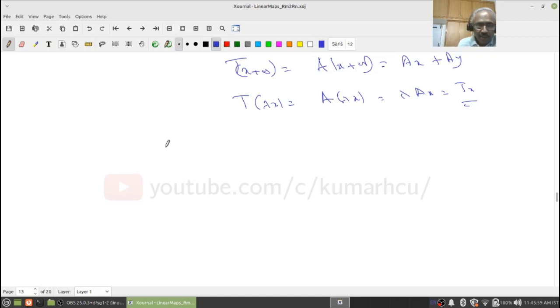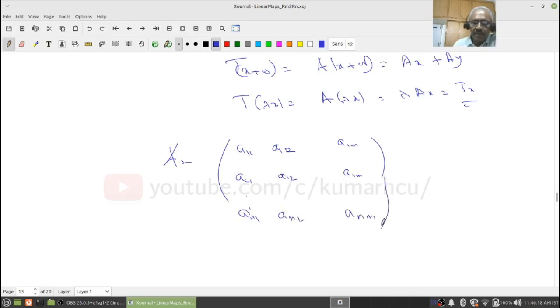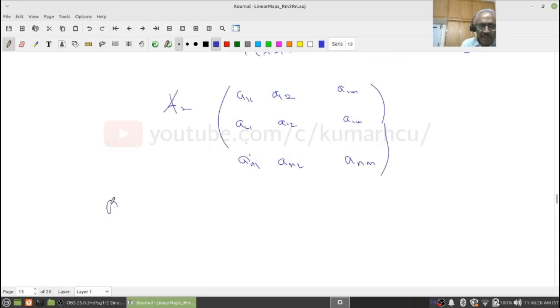Let us look at this. Suppose my matrix A was a_11, a_12, ..., a_1m, and here a_i1, a_i2, ..., a_im, and similarly a_n1, and so on. Now how do you think I will get a_ij? Remember this a_ij, what was that?